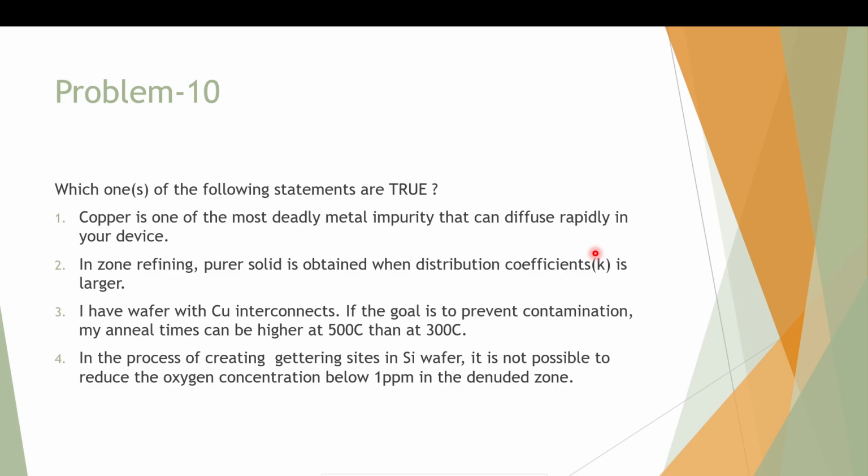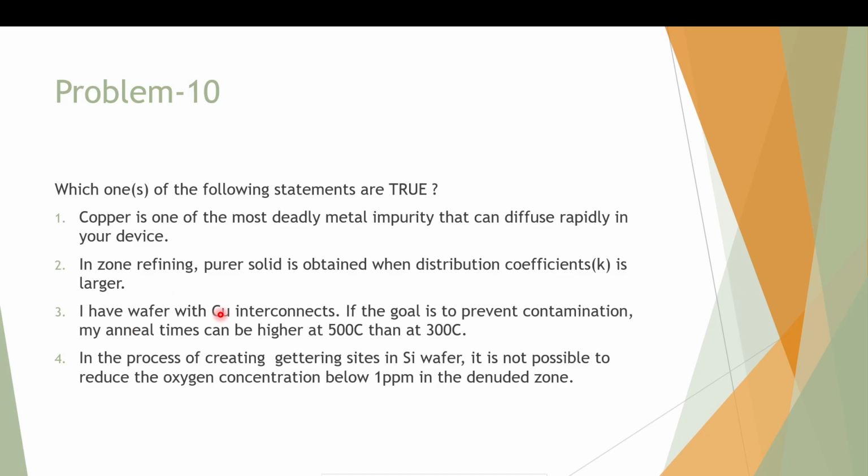If we want to remove the impurity, we want the crystallized solid to be as pure as possible. So we want the distribution coefficient to be very small, meaning the concentration in the solid should be very small compared to the concentration of impurity in the liquid. So the statement that a purer solid is obtained when the distribution coefficient is larger is false. The distribution coefficient has to be as small as possible. So this is false.